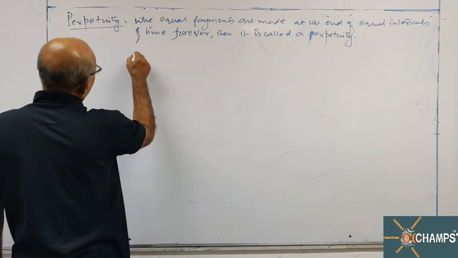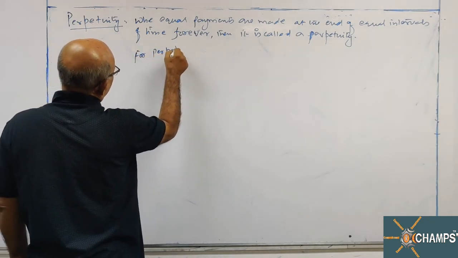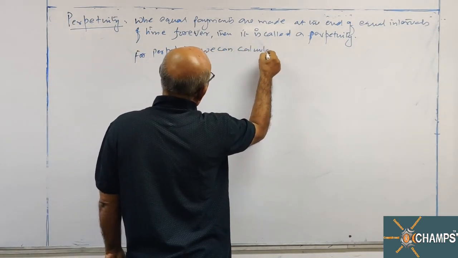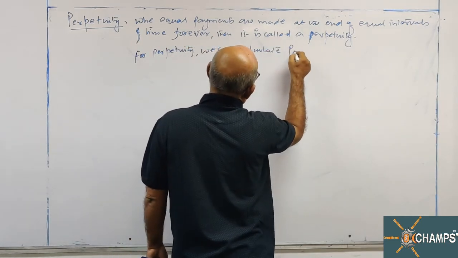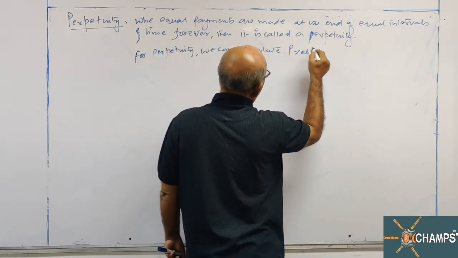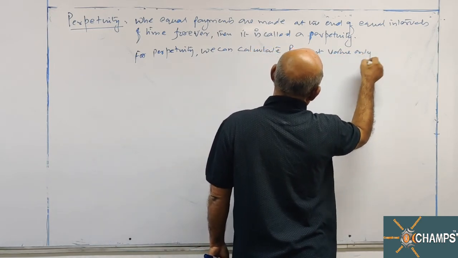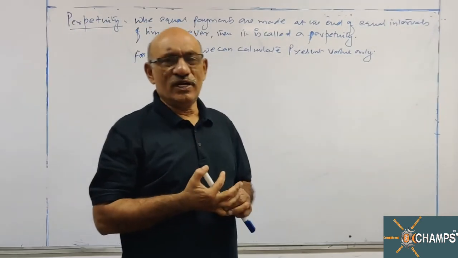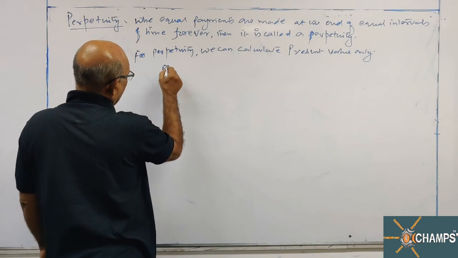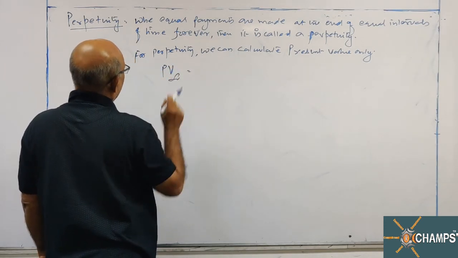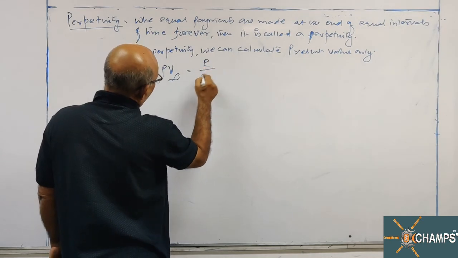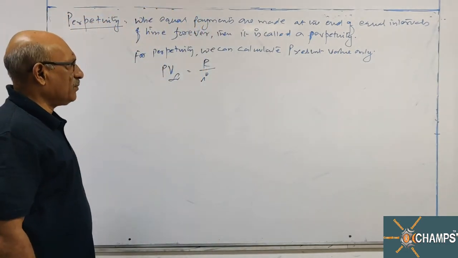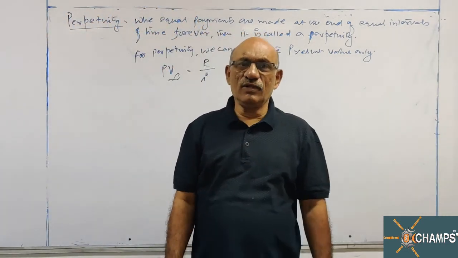Second point, for perpetuity we can calculate present value only. So present value of perpetuity is equal to R by I, where R is equal to the size of the payments.